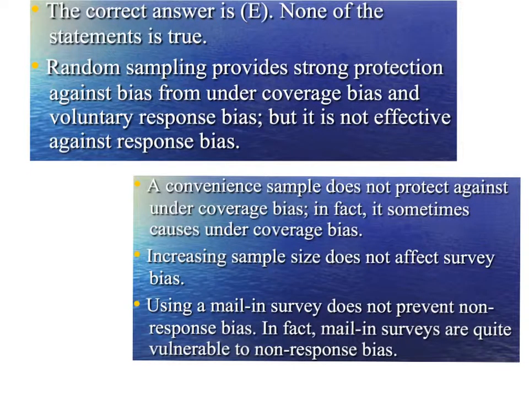The correct answer is E. None of the statements is true. Random sampling provides strong protection against bias from undercoverage bias and voluntary response bias, but it is not effective against response bias. A convenient sample does not protect against undercoverage bias at all. In fact, it sometimes causes undercoverage bias.